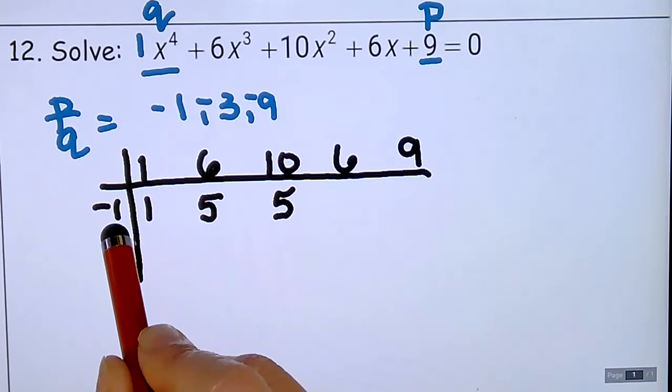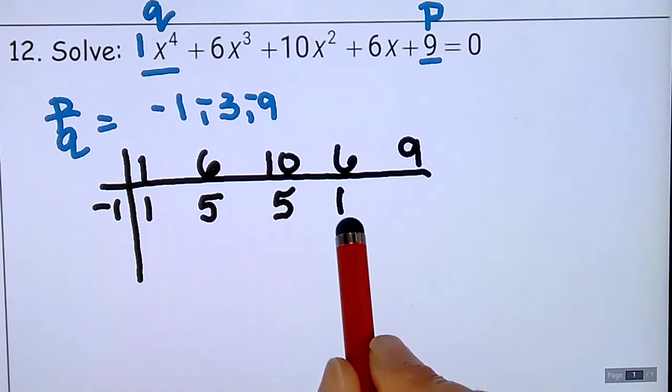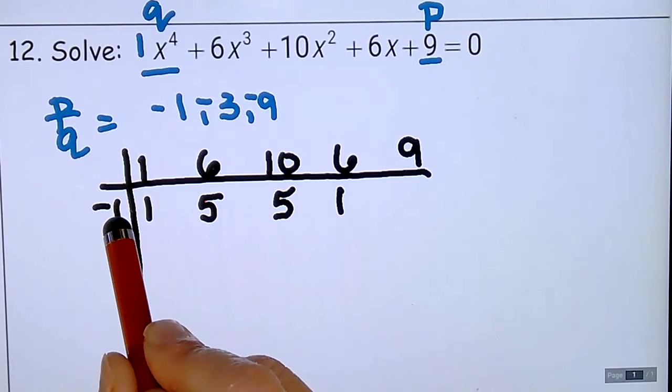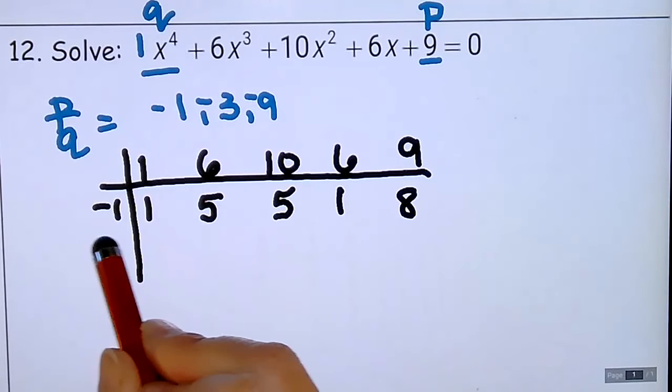5 times negative 1 is negative 5. I add it to 6, I get 1. 1 times negative 1 is negative 1. I add it, I get 8. Okay, that didn't work. Fine, we'll try negative 3.